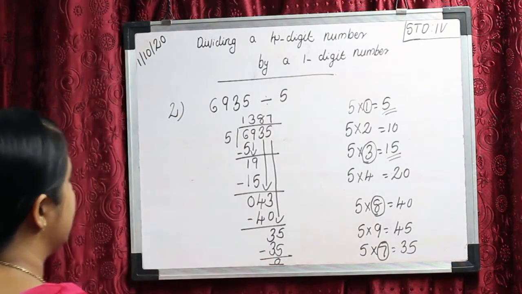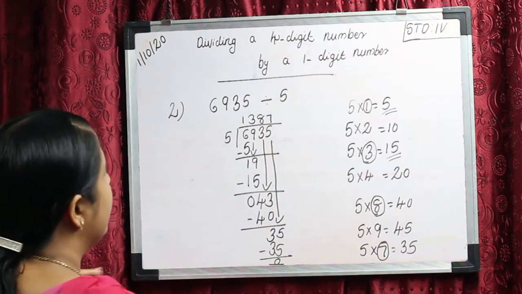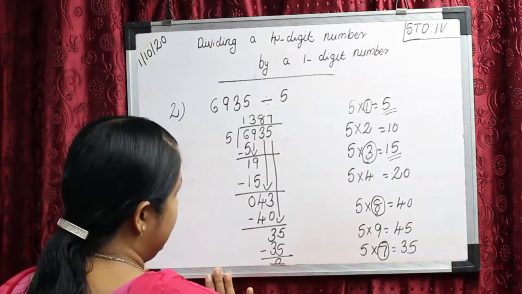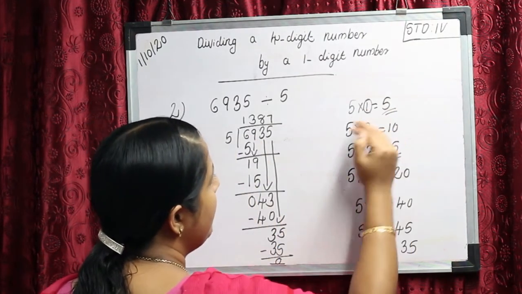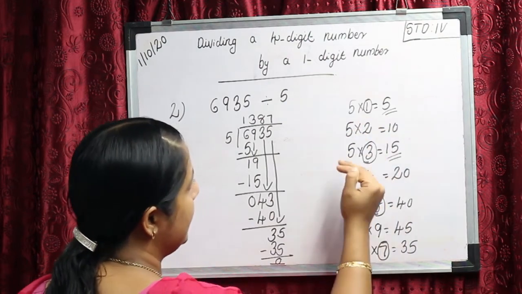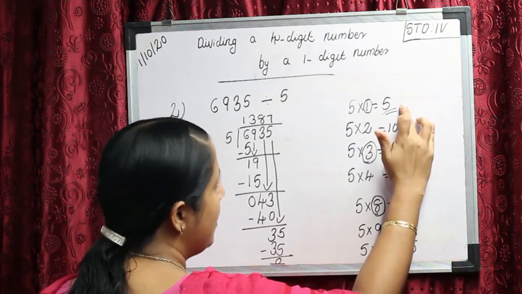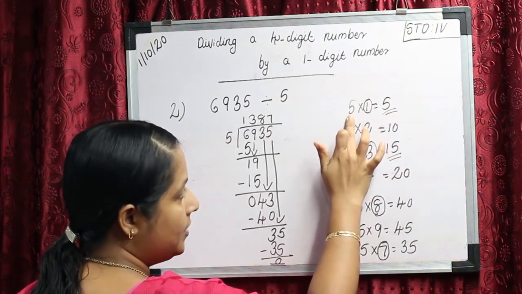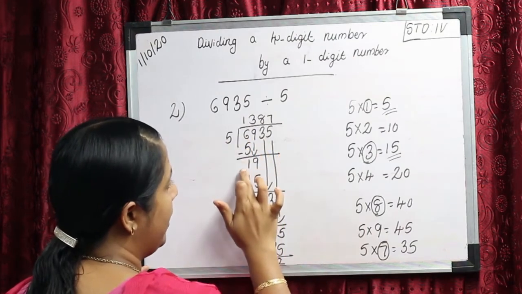Consider the number 6935 divided by 5. Our first number is 6. In 5's table there is no 6. 5 ones are 5, 5 twos are 10. So we are selecting less than 6. Less than 6 the number is 5. How can we get that number in 5's table? 1. Then 1 5 is 5. Then 6 minus 5 equals 1.